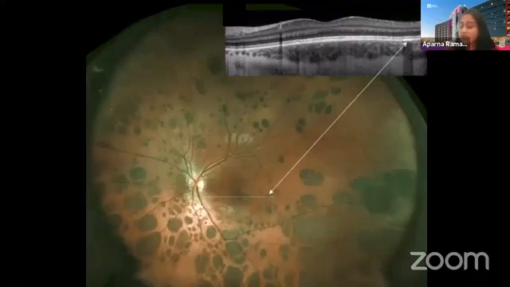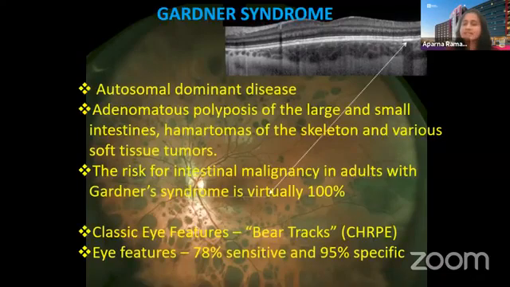This is a child who presented with bilateral multiple pigmented lesions in the fundus. And this is very characteristic for Gardner syndrome, which is an autosomal dominant condition in which you have adenomatous polyposis of the large and small intestine, osteomas of the skeleton, and various soft tissue tumors. The risk for intestinal malignancy in adults with Gardner's is close to 100%. So they often need a prophylactic colectomy.